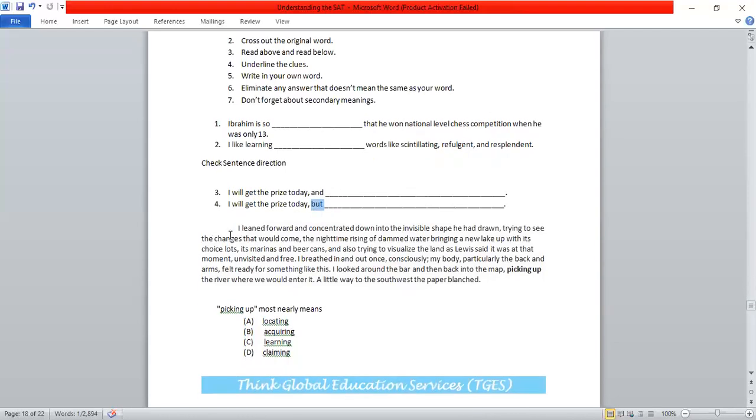Okay, now let's do one type of question. This is not the entire passage, this is just a paragraph. Vocab in context, just a line above and a line below, so we don't even have to read the entire paragraph. The question says picking up most nearly means. Now, pick up could mean any of these, so you hide these options. Let's go to the sentence. I breathed in and out once consciously. My body, particularly the back and arms, felt ready for something like this. I looked around the bar and then picked up the map.